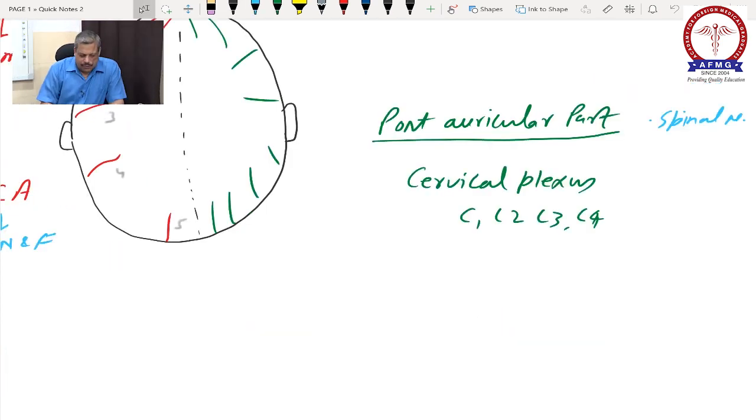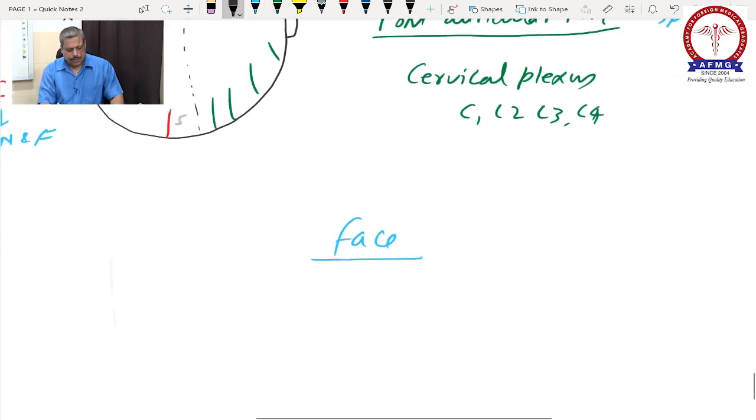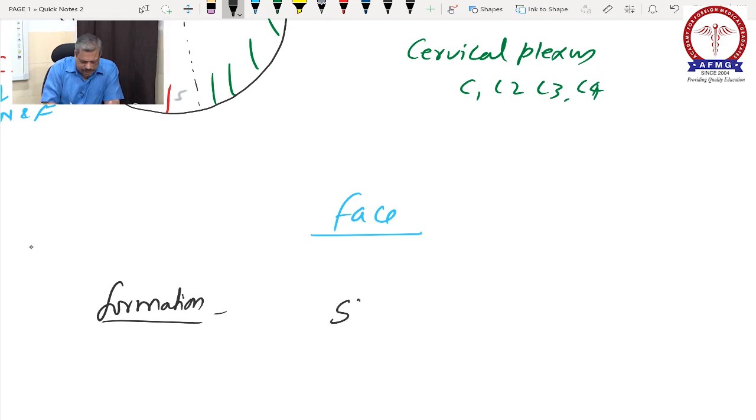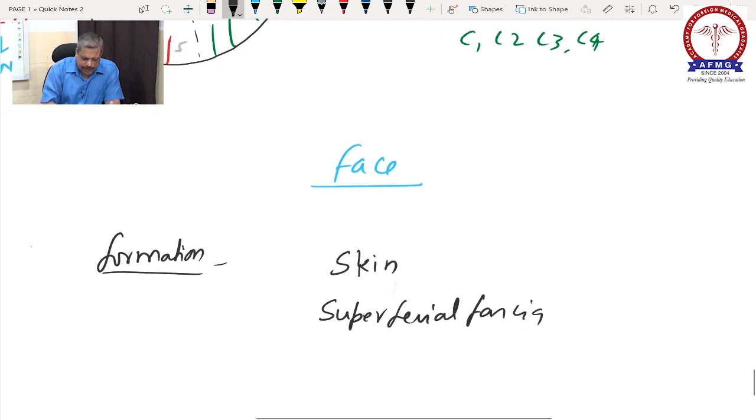So friends, now we will talk about the face. Our next heading is face. The formation of the face, or any part of the body, is as follows: the first layer is skin. Deep to the skin is the superficial fascia. Then it is the deep fascia.